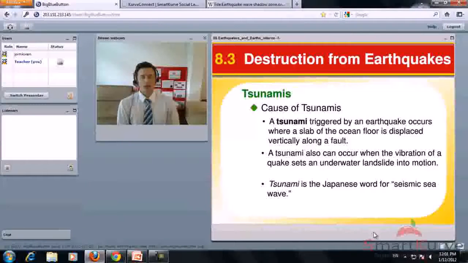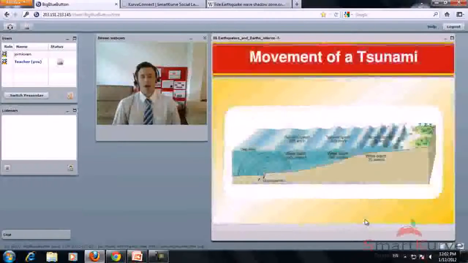On the next slide, still with 8.3, the destruction of earthquakes: tsunamis. We all heard this word so many times with the earthquake that hit Japan last year. A tsunami is a giant tidal wave triggered by an earthquake. A slab of the ocean floor is displaced vertically along a fault. So the vibration of an earthquake sets off an underwater landslide. It's actually the Japanese word for seismic sea wave. You can see an illustration of that on the next slide.